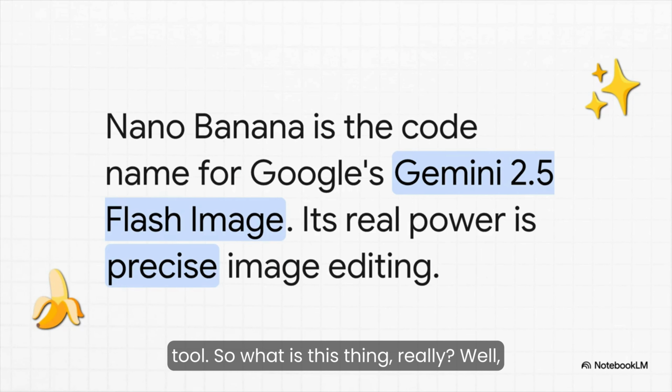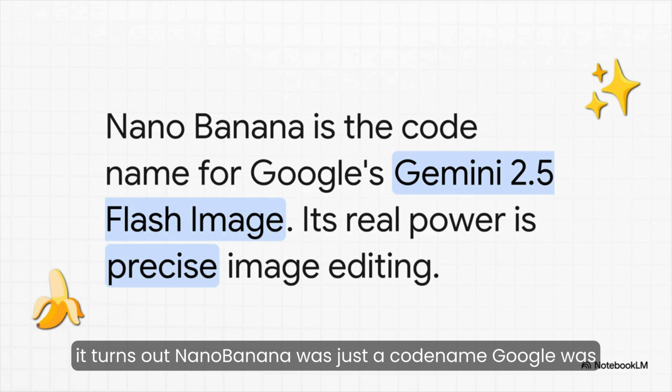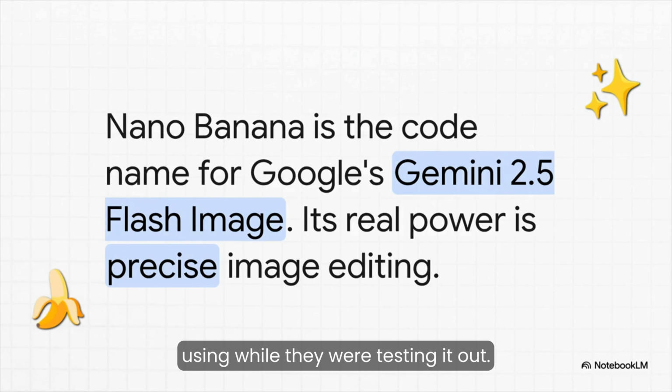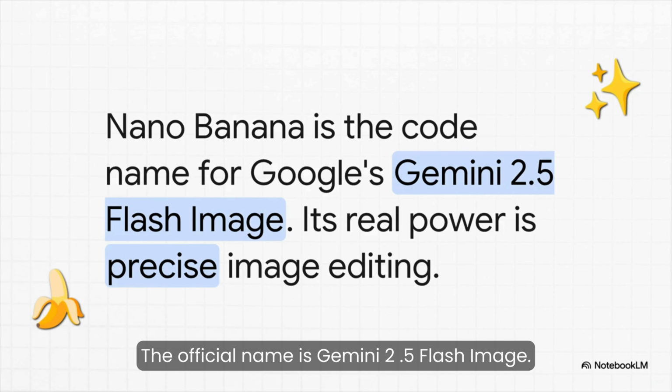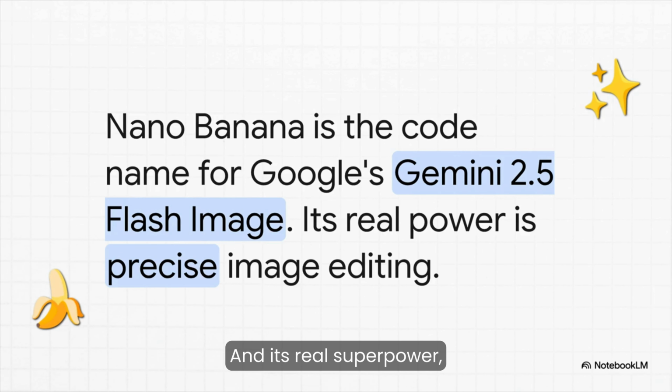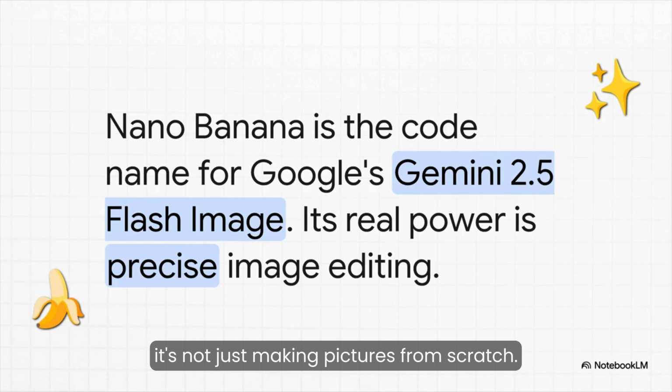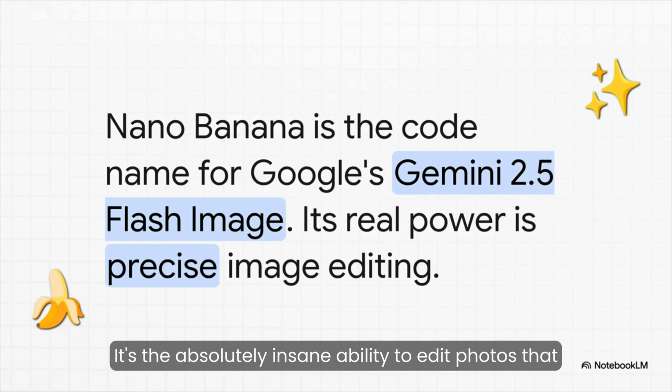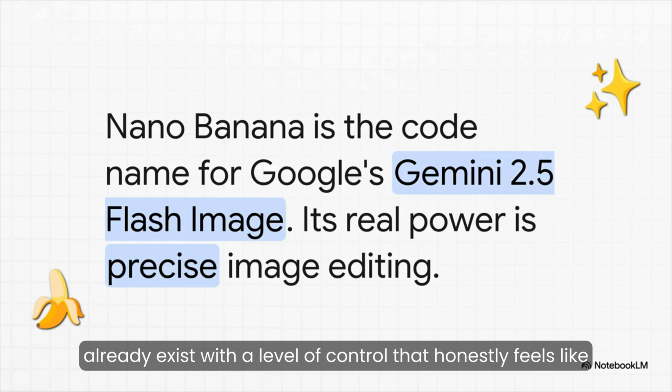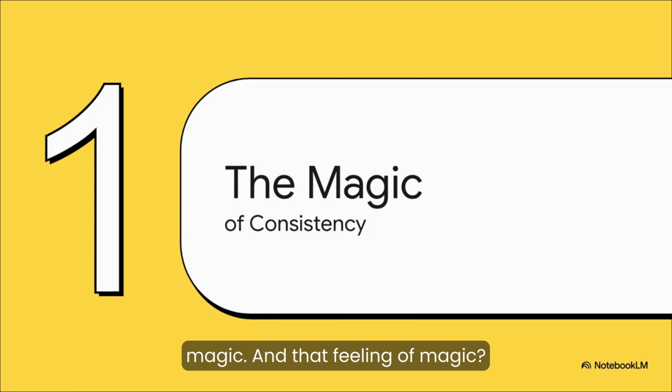So what is this thing really? Well, it turns out Nano Banana was just a codename Google was using while they were testing it out. The official name is Gemini 2.5 Flash Image, and its real superpower, it's not just making pictures from scratch. It's the absolutely insane ability to edit photos that already exist with a level of control that honestly feels like magic.